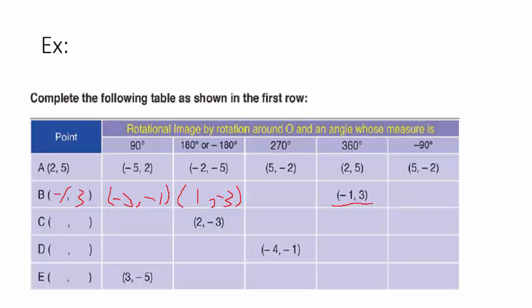Then 270 equals the rotation by negative 90. It will be (y, negative x). Negative x equals 1 because x equals negative 1. So rotation by negative 90, or 270, gives (3, 1).